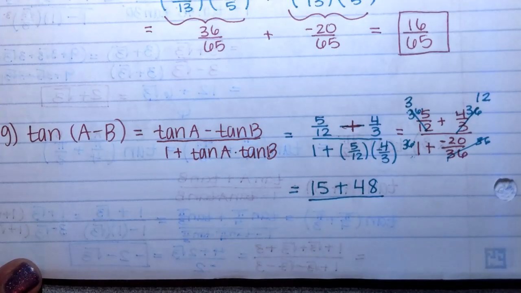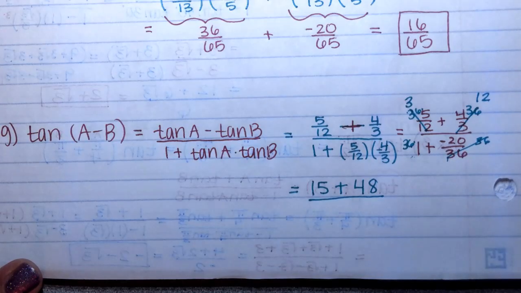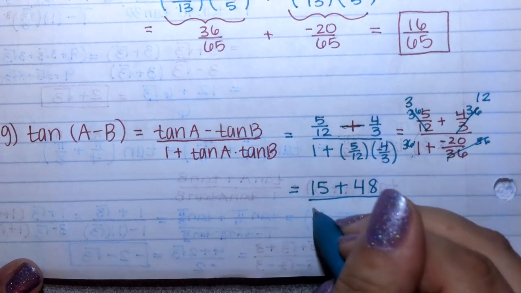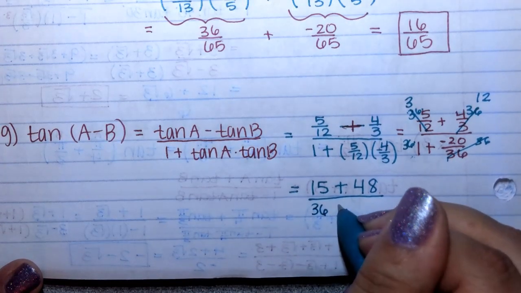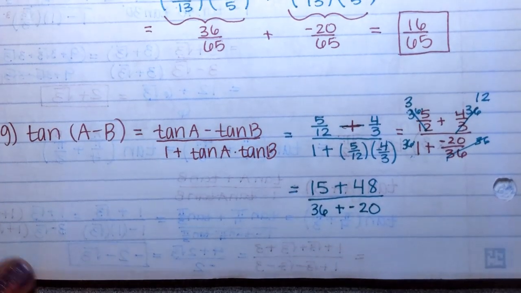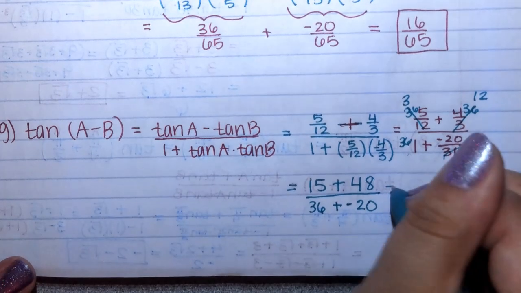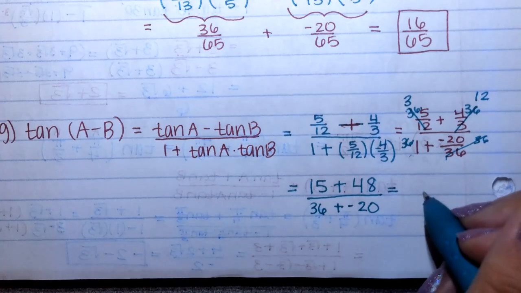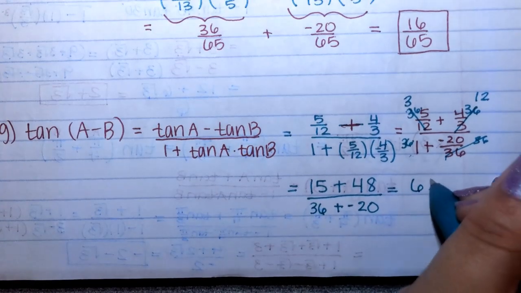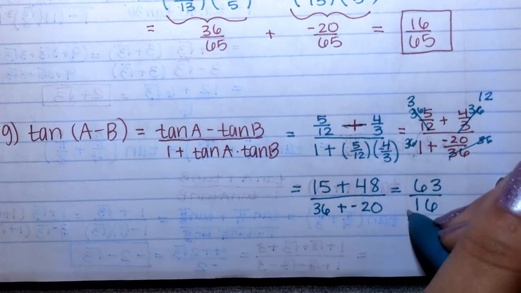Over, and here's where everybody messes up. Everybody says 1 plus negative 20. It's 36 plus negative 20. Does that make sense? And then you figure it out and you get what? 63 over 16 is my answer.